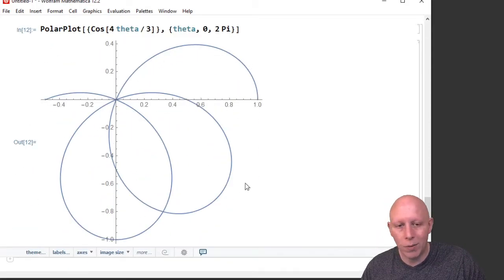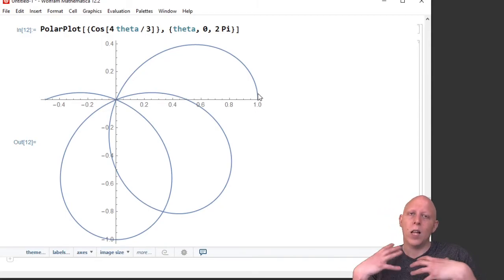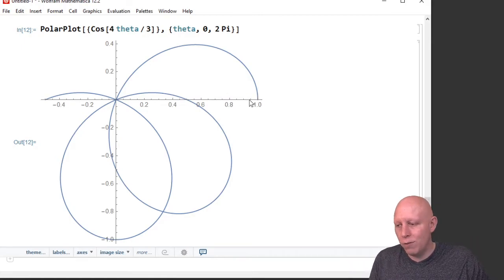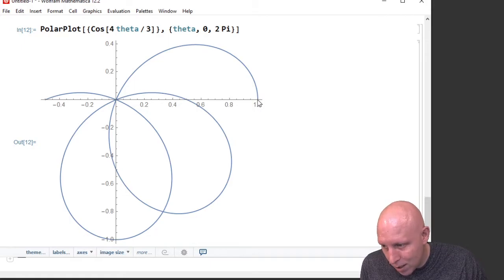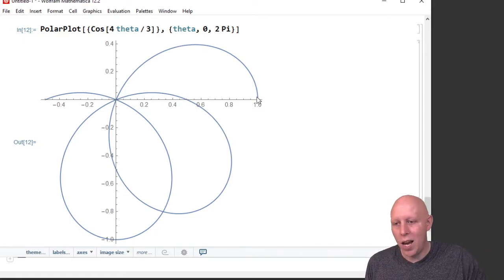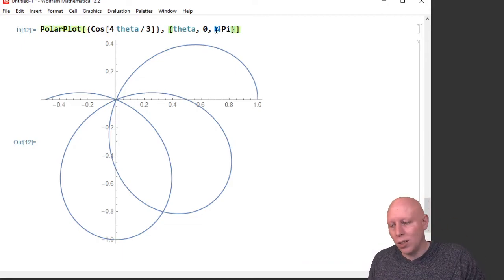And then if we look at the polar plot of cosine of 4 theta over 3, this is the same thing we saw in Desmos, which is that this doesn't look like it's done, right? It doesn't look like we've visited all the points on the curve, and you can see that because the beginning doesn't match up with the end. And so that's telling us we need to know what the domain of this function is.